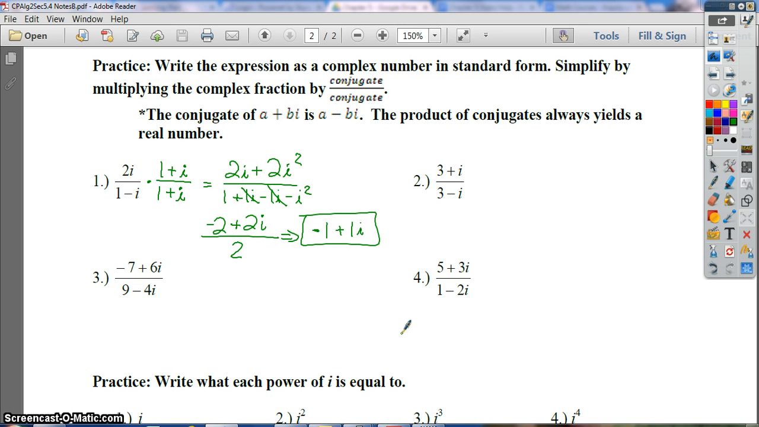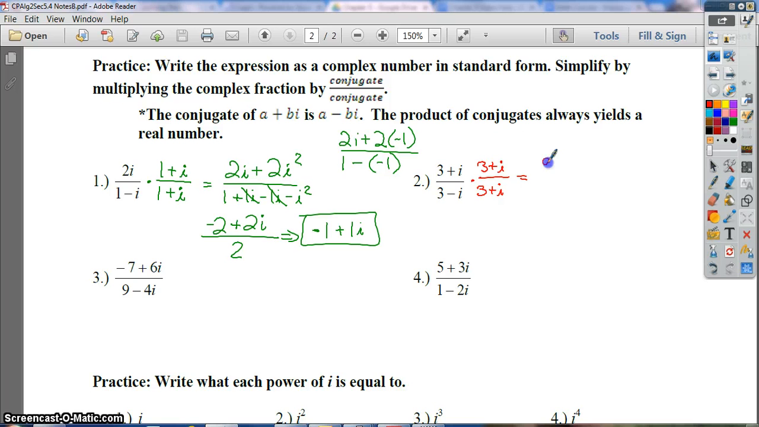Let me show you a little bit of the work here. This is 2i plus 2 times negative 1. And this would be 1 minus negative 1. And you can see that this will give you this. All right? Starting with number 2. Remember, rewrite the bottom, but change the minus to plus. That's the conjugate. So when you FOIL it, the inner and outer terms will cancel out.